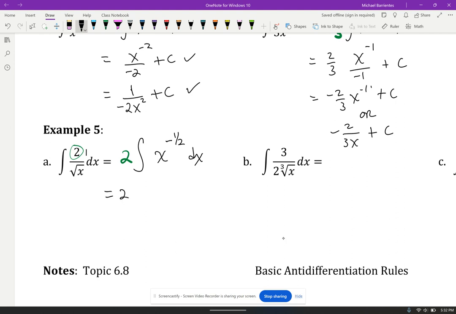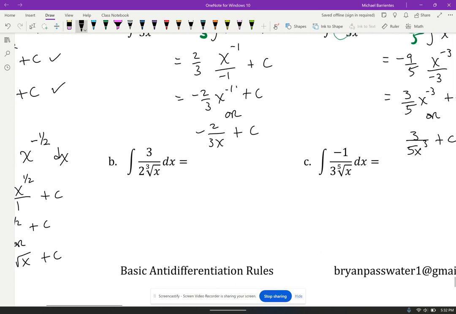Add 1 to the exponent, divide by the new exponent. So dividing by 1/2, that's the same thing as multiplying by 2 over 1, plus c. So that's going to leave me with 4x to the 1/2 plus c, or 4 square root of x plus c. And then check. If you take the derivative of this, does it get you back to the integrand that we started with in example A?